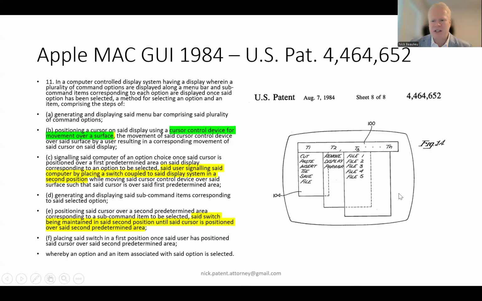This invention uses a mouse to select one of these subjects and select one of the items underneath it. This was a groundbreaking patent in 1984. I believe before this, a lot of the computers were running DOS and they weren't very friendly user interfaces.